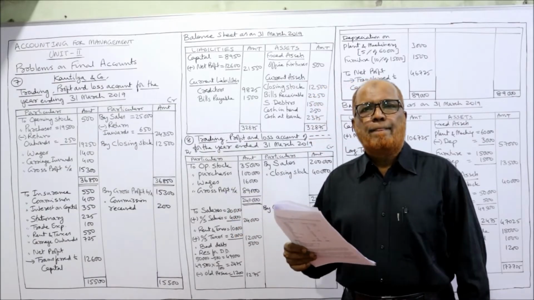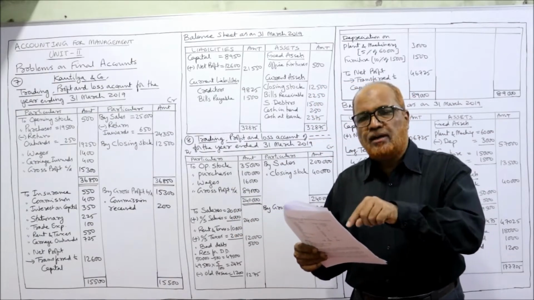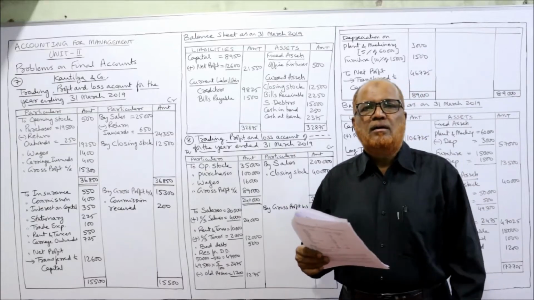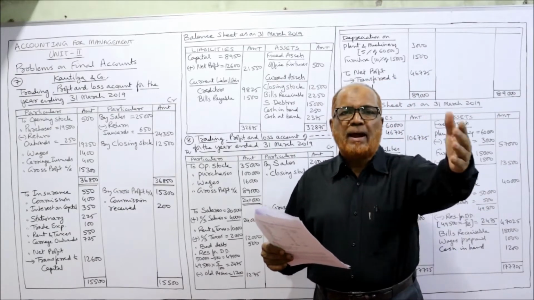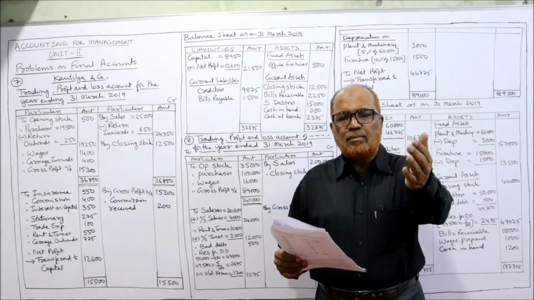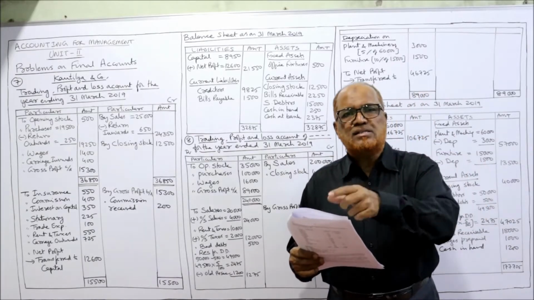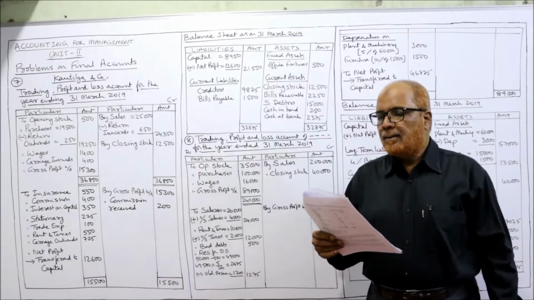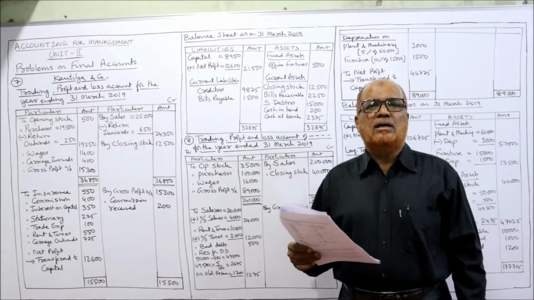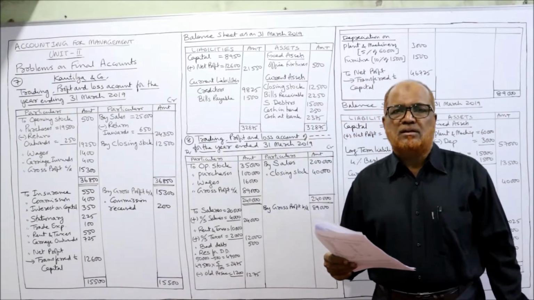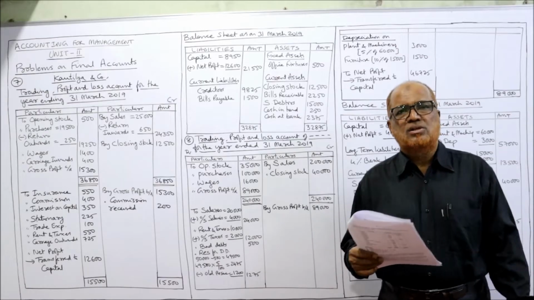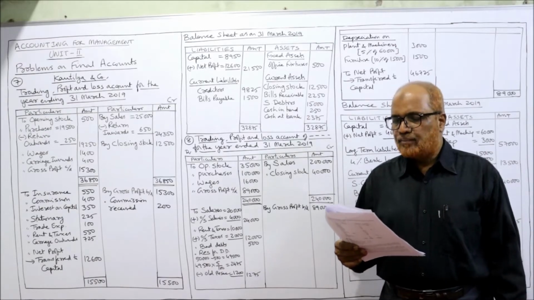Commission, CR. In this problem we have commission DR and commission CR. Commission DR means commission paid. And commission CR means commission received. So DR will be taken on debit side, CR will be taken on the credit side. Return outward, this is the purchase return. Deduct from purchases on debit side of trading account.